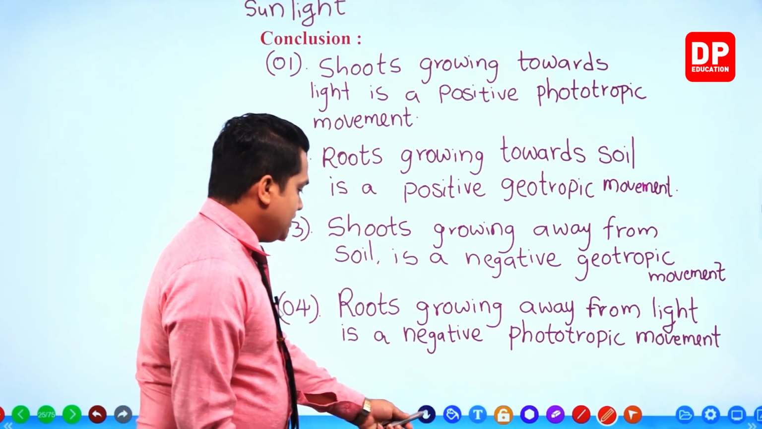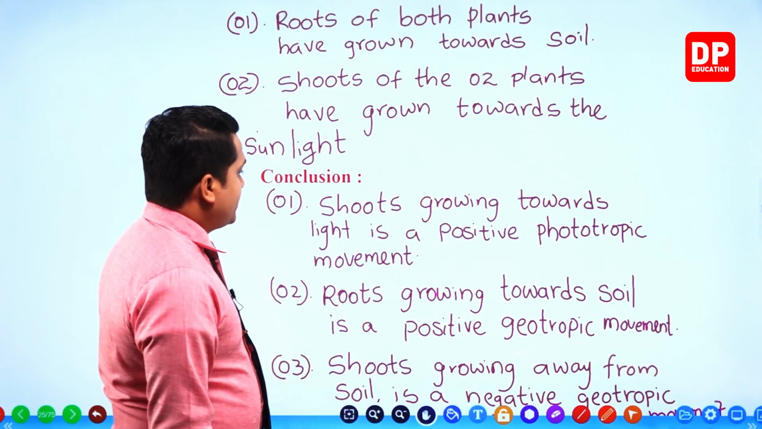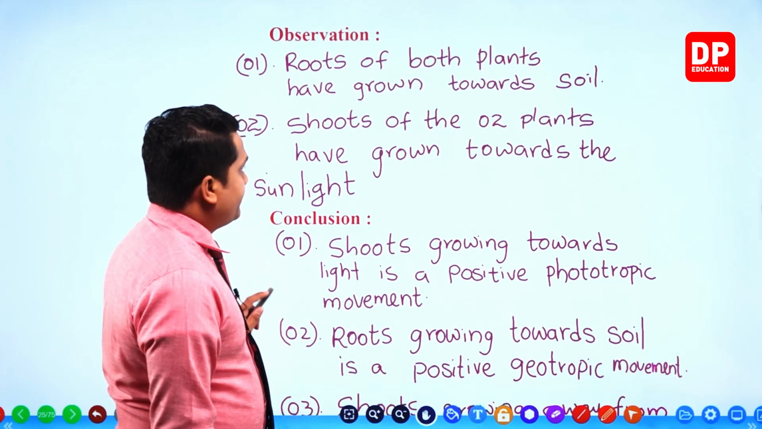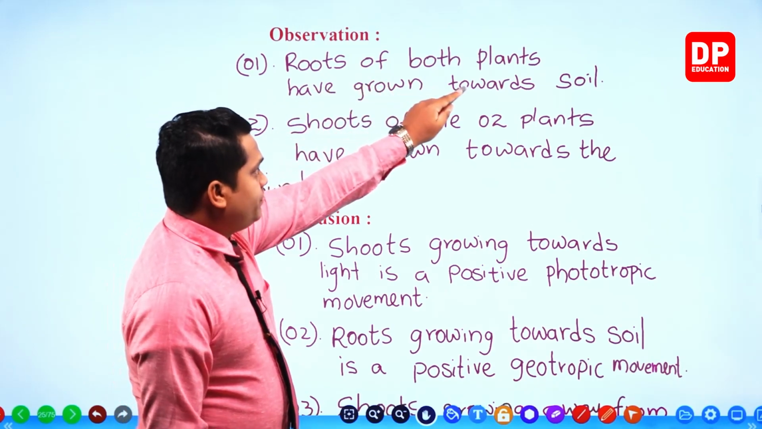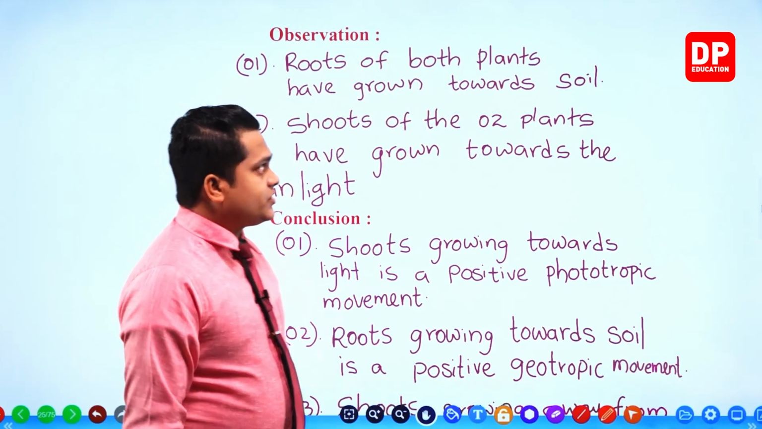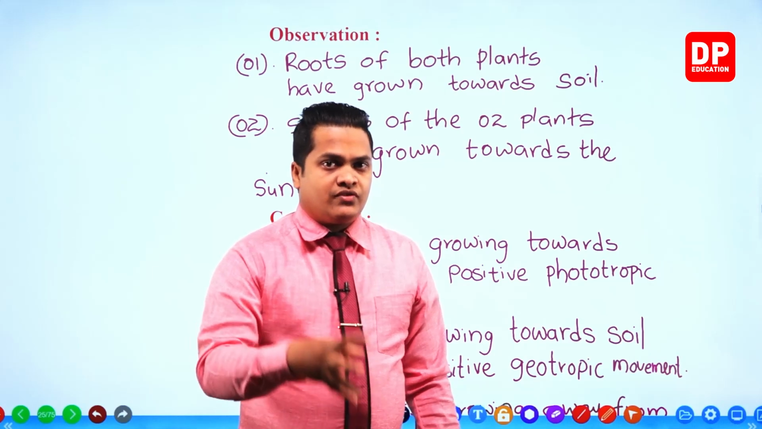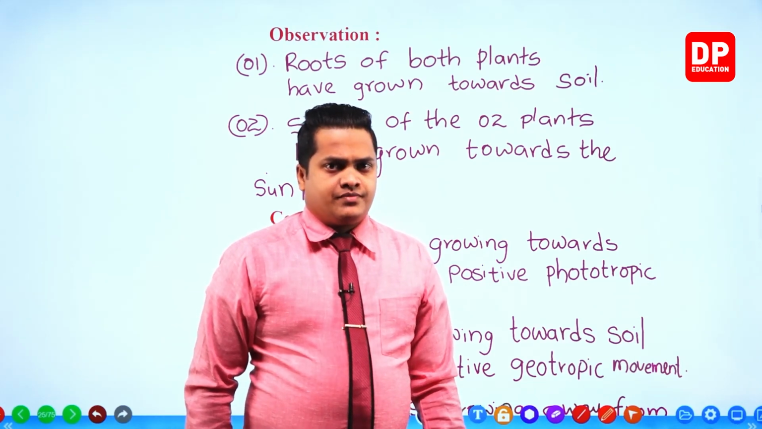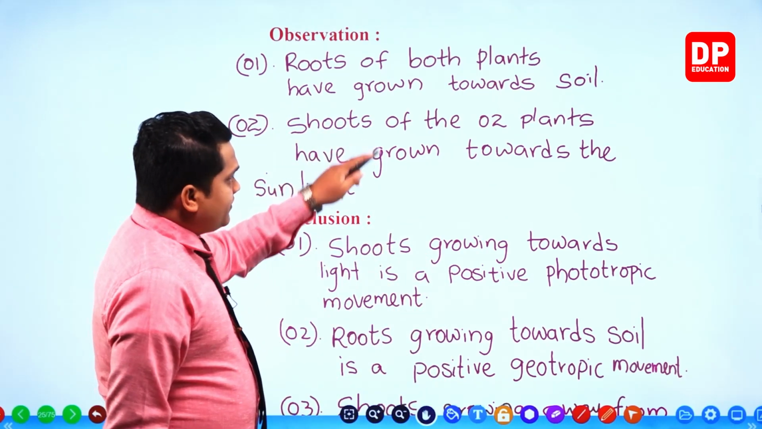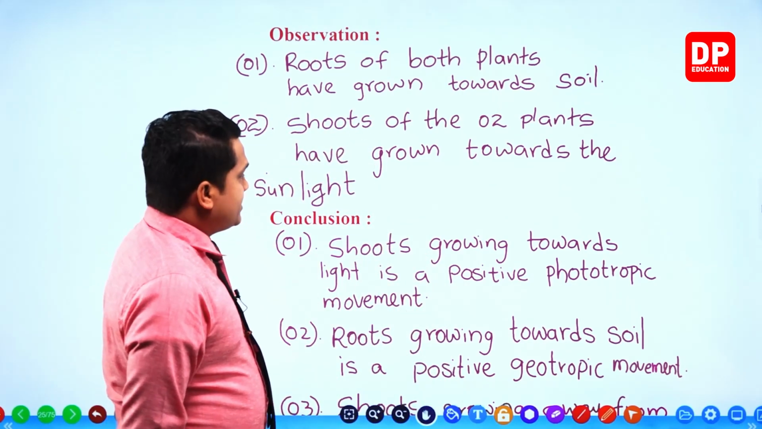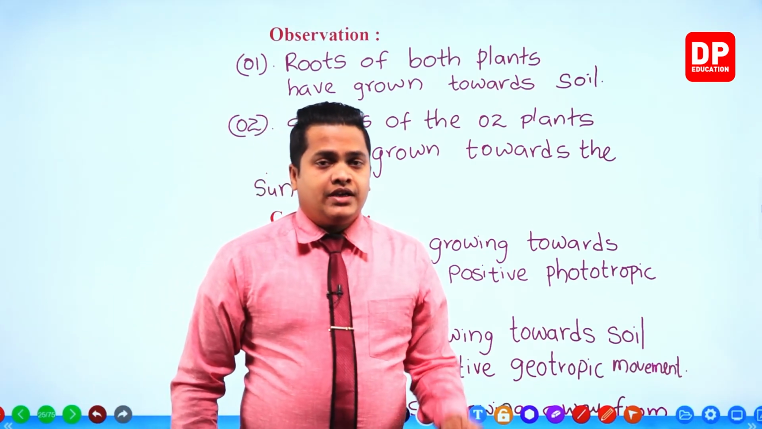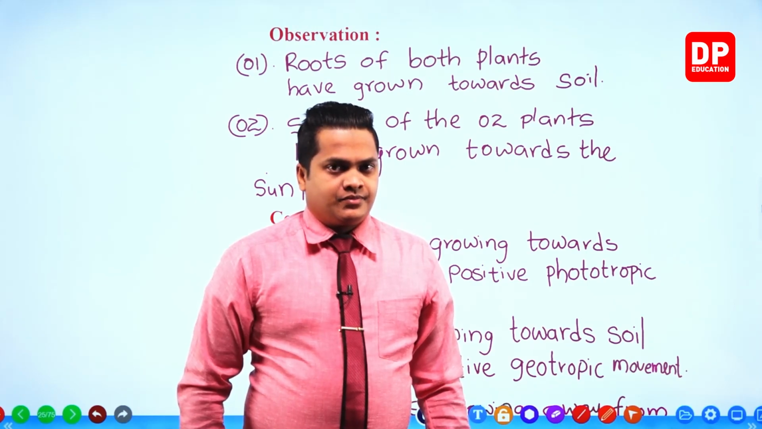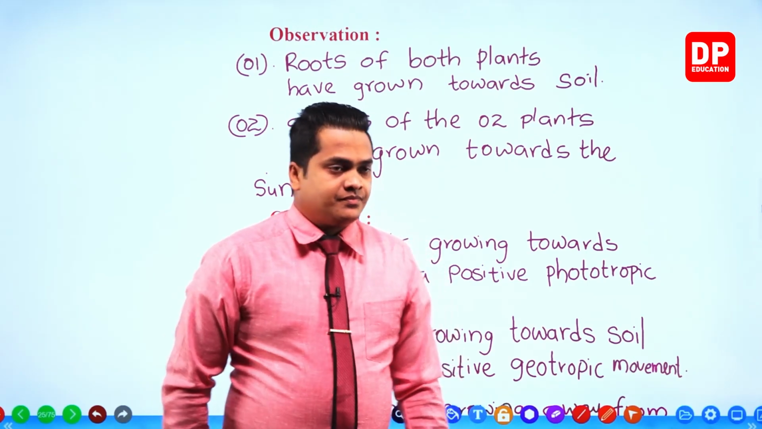So let's observe the observation once again. So our 2 observations are quite simple, my dear children. Roots of the both plants have grown towards the soil. We observed that the root of the both plants has grown towards the soil. It's obvious. Shoots of the 2 plants have grown towards the sunlight, and we have observed that shoots of the 2 plants have grown towards the sunlight.